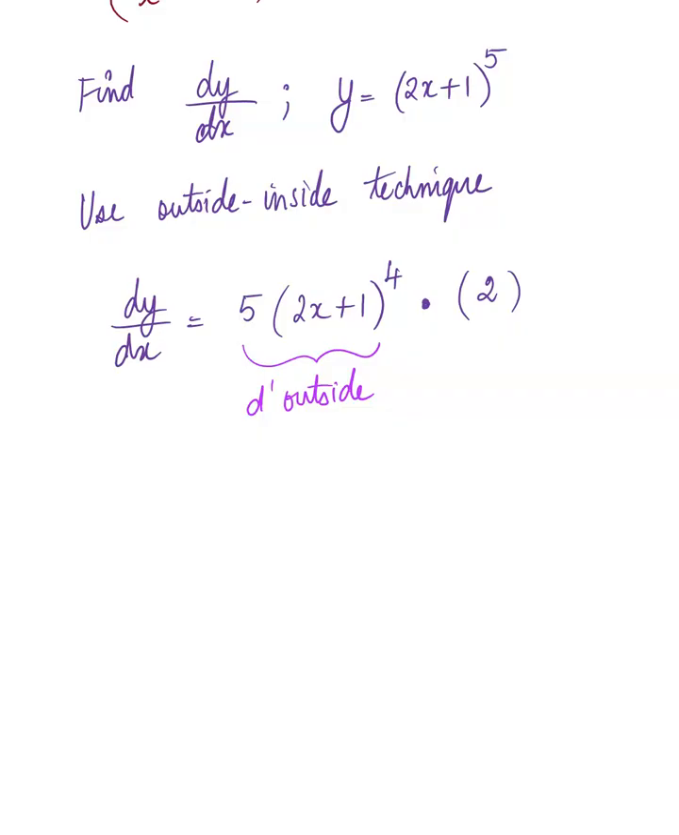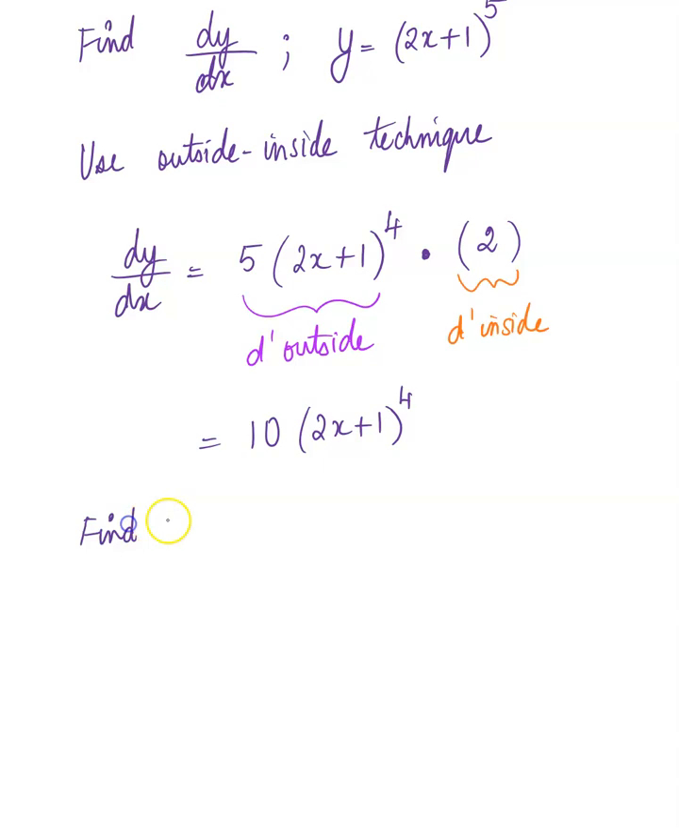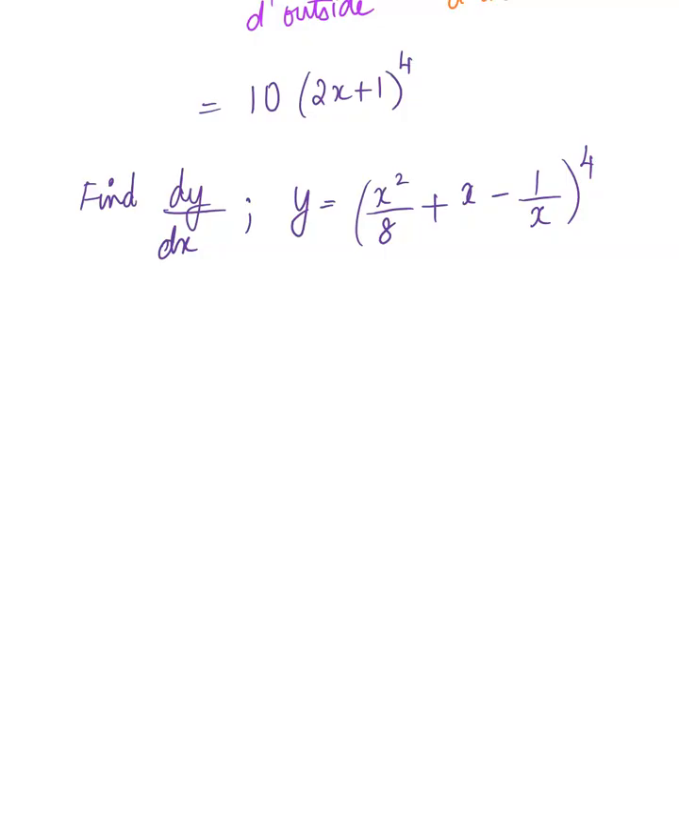That's the derivative of the outside times the derivative of the inside. All right, now shove them all together. 5 and the 2 will be 10, times 2x plus 1 to the power 4. Okay, what about this? Again, no problem, because the outside is the power in this case. Let me just write it here one more time so I can indicate the outside and the inside.